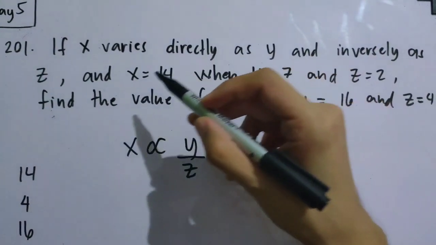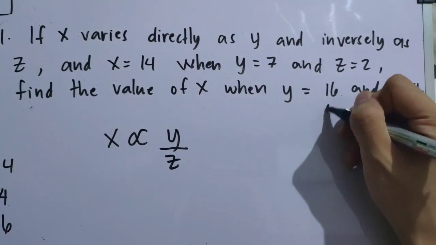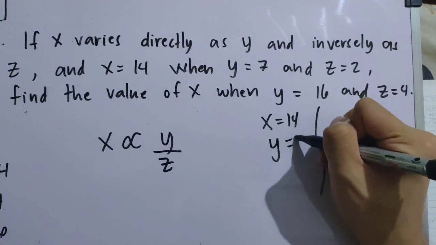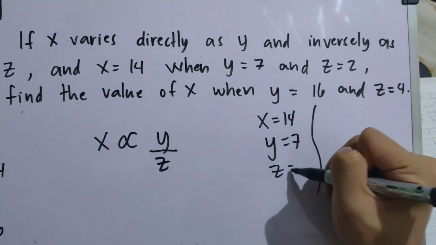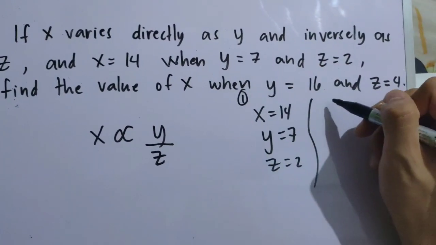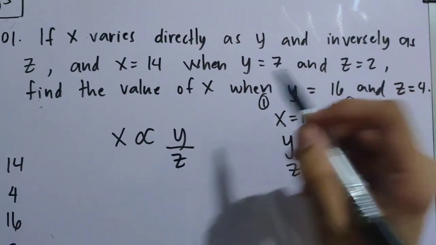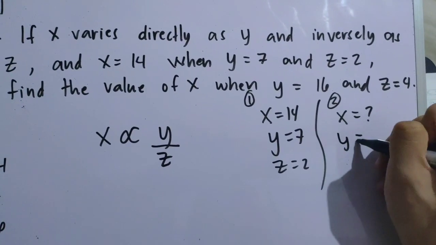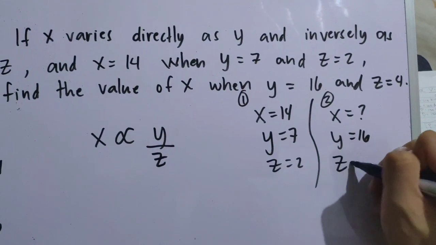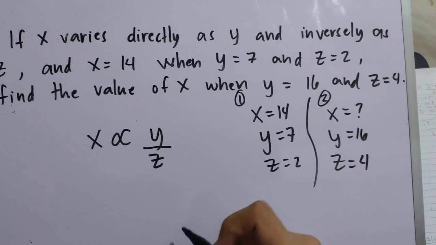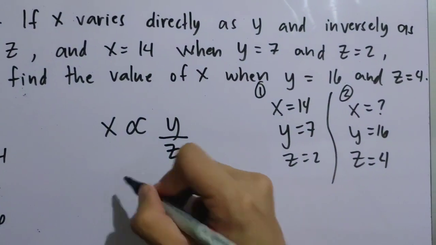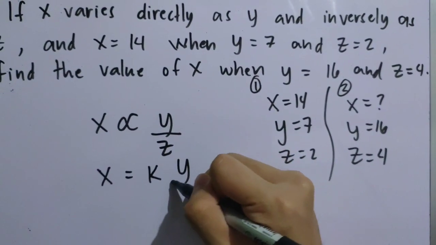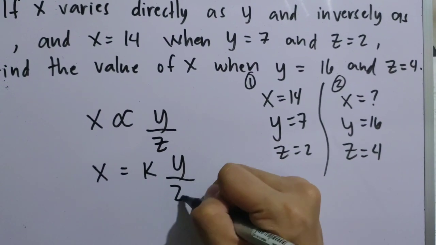Tapos, sabi dito, x is equal to 14. So, meron tayong conditions. Ang x daw is equal to 14 when y is equal to 7 and z is equal to 2. Ito yung first condition natin. Tapos yung second condition naman, find the value of x. So hindi natin alam yung x, when y is equal to 16 and z is equal to 4. So gagawin lang natin equation ulit to. Para maging equal yan, lagyan natin ng proportionality constant na k. So x is equal to ky over z.